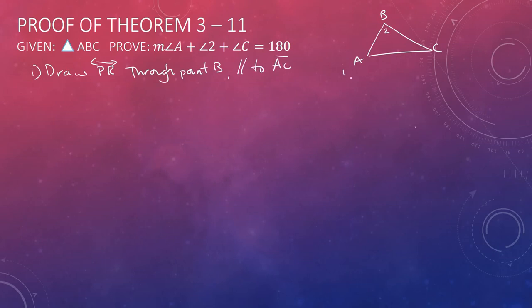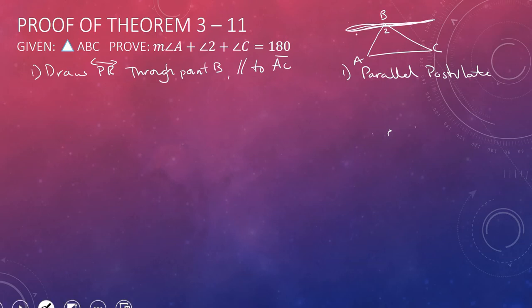And I can do this by the parallel postulate, which says that there is one and only one line passing through B that is parallel to AC. Sorry, that didn't come out very good. Let me see if I can fix that. Okay. Through B, parallel to AC. And I'm going to call that line PR. And I'm going to label some angles here so that I can use them. So that's the first thing we're going to do. We're going to draw this parallel line.